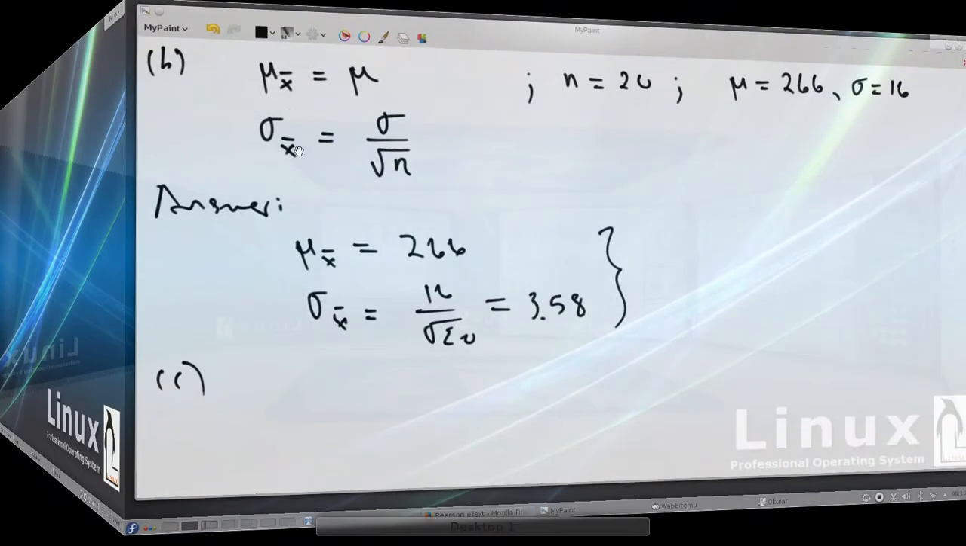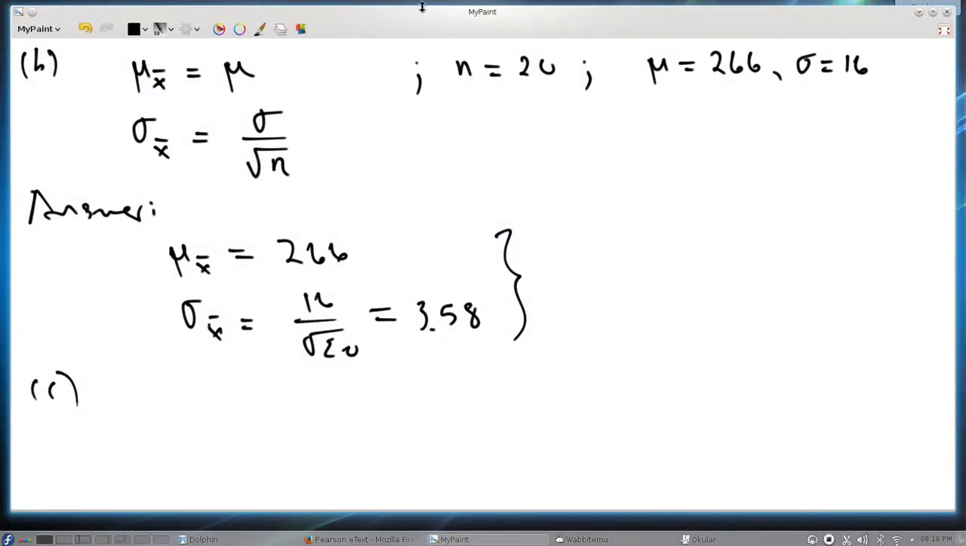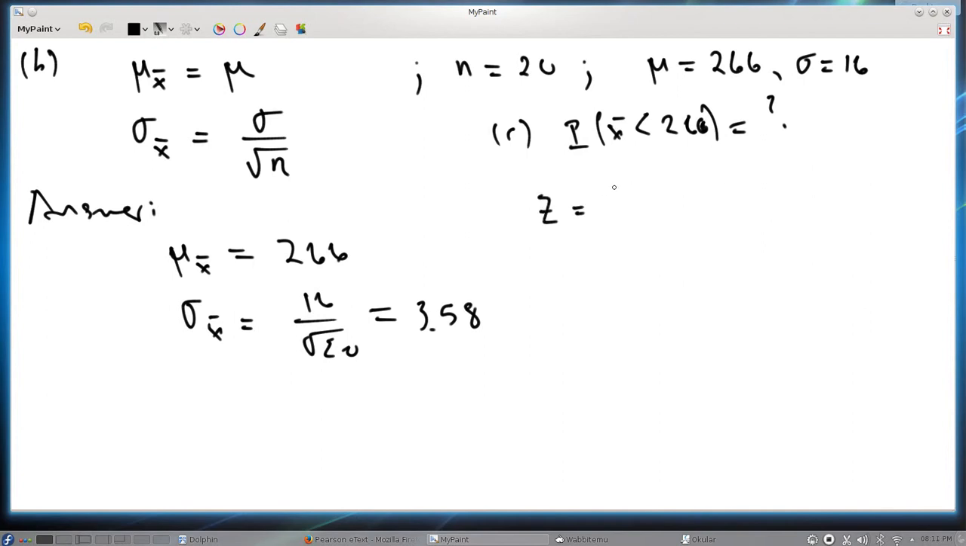I'm going to squeeze in part C right in here instead. So part C, we have what is the probability of x bar less than 260 for a sample of n equals 20. And we need to find z, and in this case z is x bar minus mu over standard deviation divided by square root of n, and that gives us 260 minus 266 divided by 16 over square root of 20.